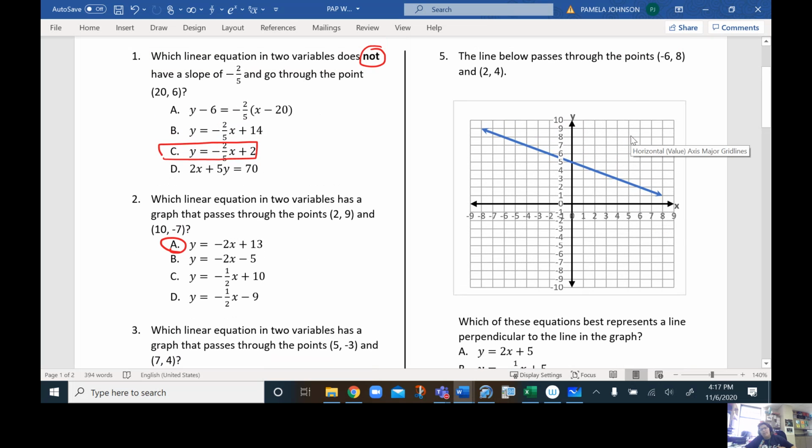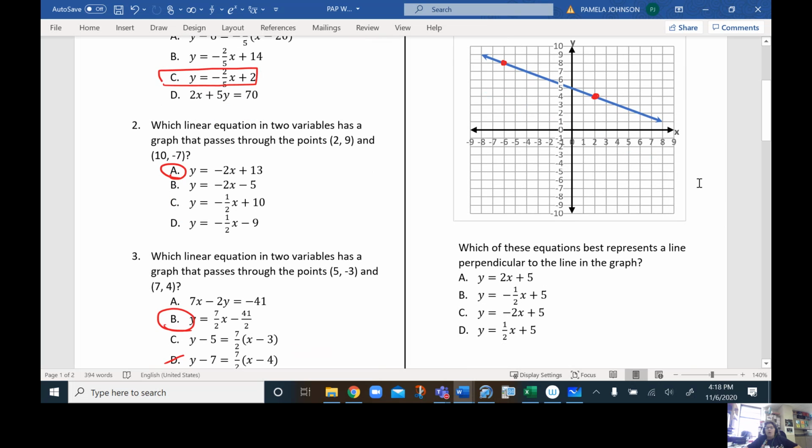For number 5, the line below passes through the points (-6, 8) and (2, 4). Those points are right here. Which of these equations best represents a line that is perpendicular to the line in the graph? So remember, perpendicular means I'm going to take my slope, flip it, and change the sign.